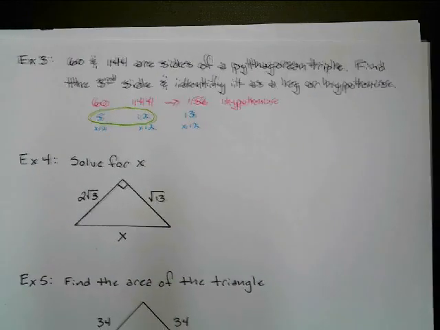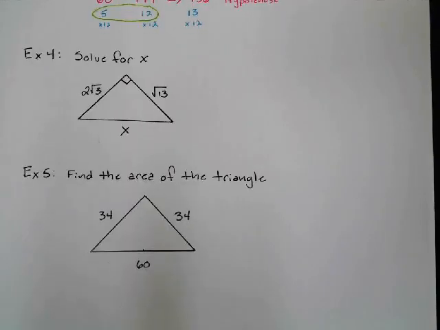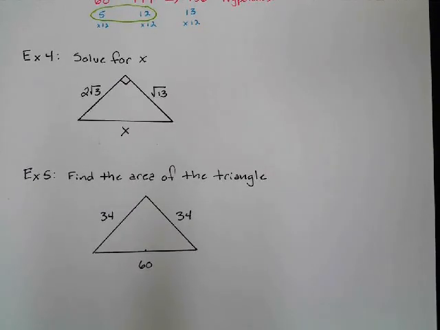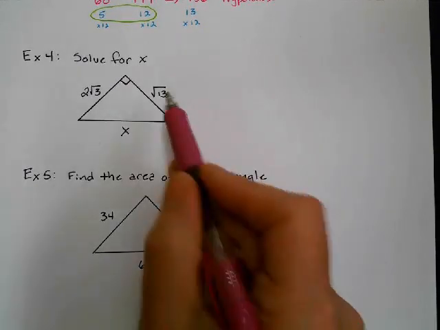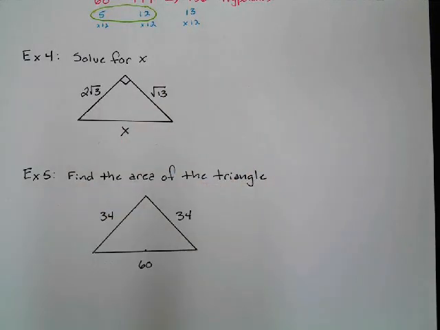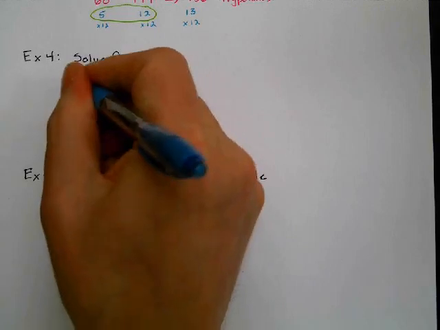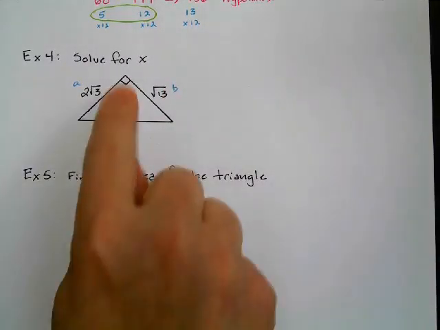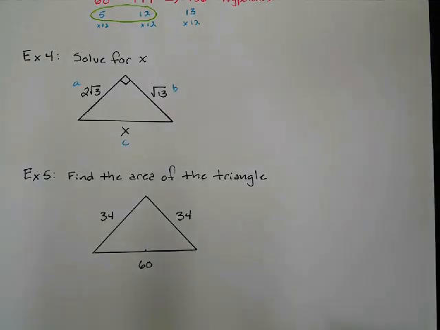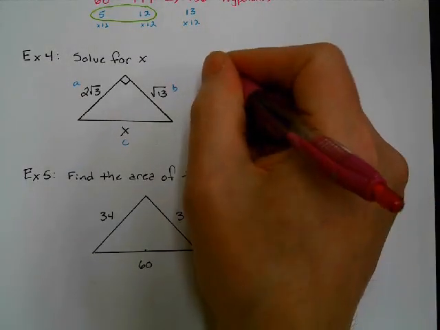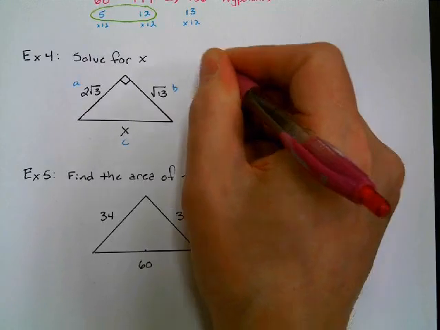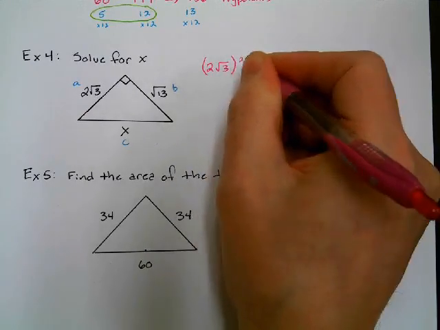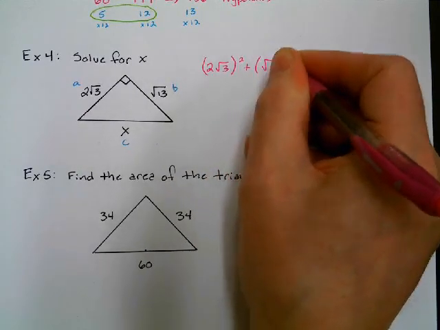All right, here we've got another one. Doesn't look like this is a triple because we don't have whole numbers here. So we'll just use the Pythagorean theorem. So it looks like this would be maybe A and B, and this is definitely my hypotenuse because it's the side that's not touching the 90-degree angle. So I'm going to do 2 root 3 squared plus root 13 squared equals x squared.